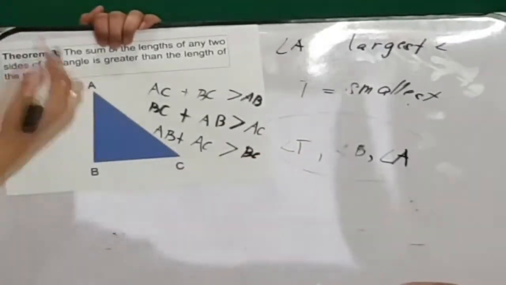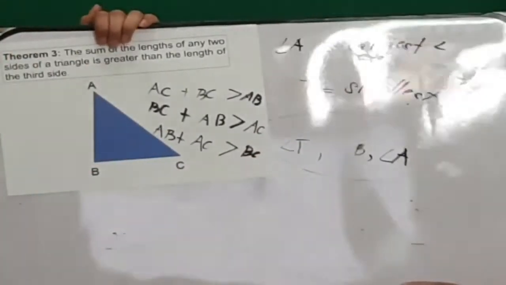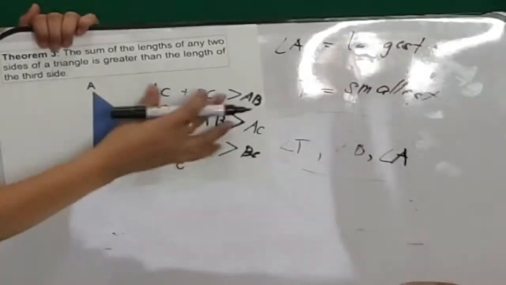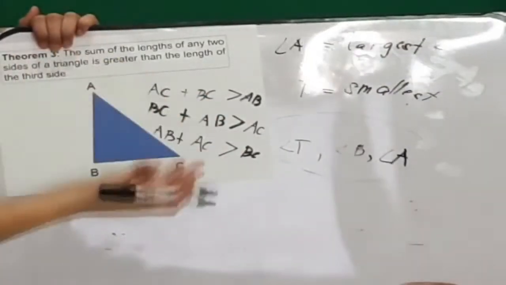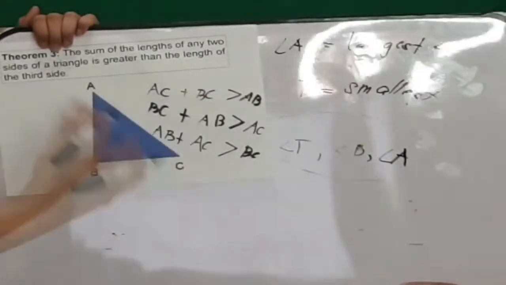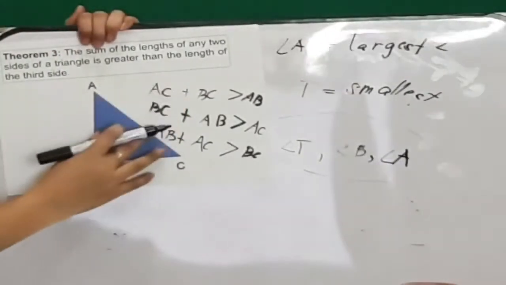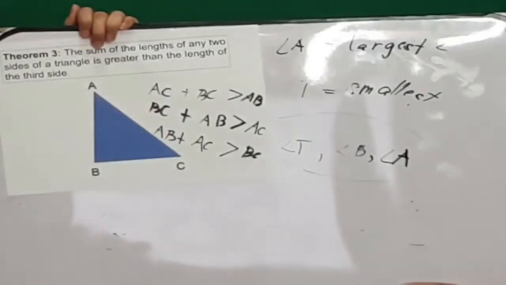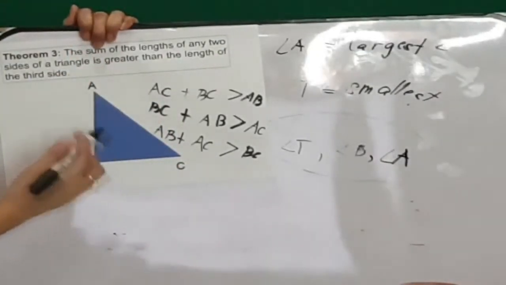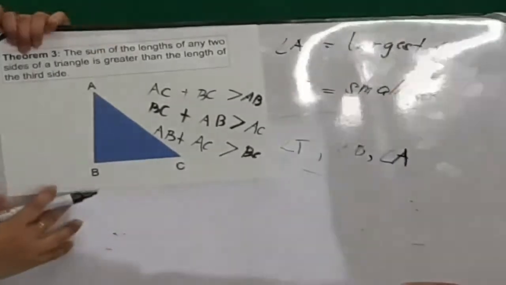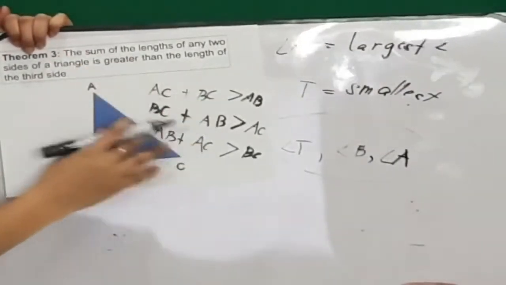So if a given triangle satisfies these theorems or these statements, that the sum of the measures of two sides of the triangle is greater than the remaining side, then it means that it satisfies Theorem 3, or meaning to say the triangle does exist. That is the case.